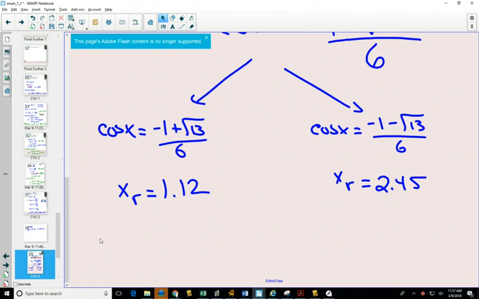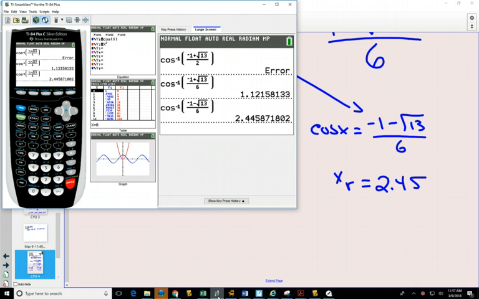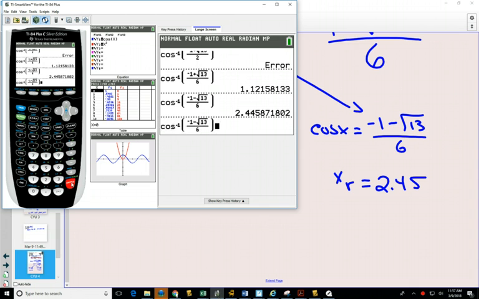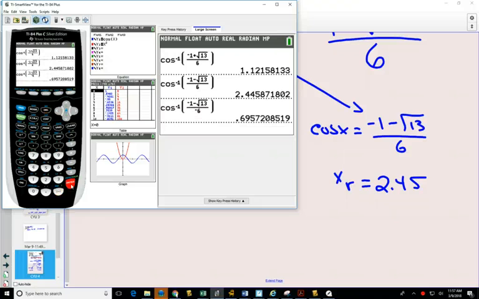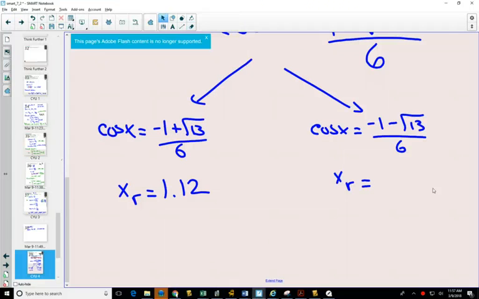When finding our reference angle in the second one, I'll rewrite the second one. That's a negative answer, so I need to make that fraction positive. I can make that fraction positive in two different ways. I can make the entire top positive, or I can insert a negative on the bottom. When I push enter, now my reference angle is 0.696. That answer is between 0 and pi over 2, because we always do our reference angle of a positive value.